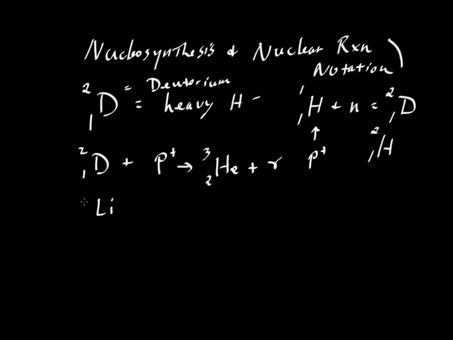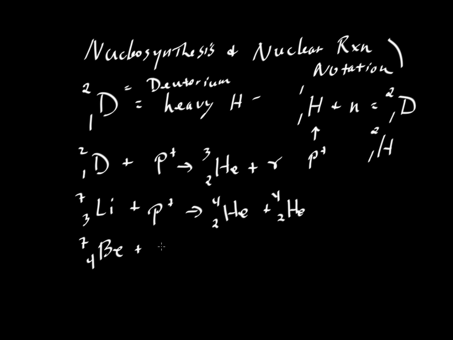Here's another reaction. We can take lithium that forms by some other reaction. We can react it with a proton. It can give us helium-4 and another helium-4 atom. And then we could take beryllium with an atomic weight of 7, and that has 4 protons in its nucleus. That can react with a neutron. We'll write it as an N with a 0 because it has no charge. And that could give us lithium-7 with an atomic number of 3, and that can release a proton.